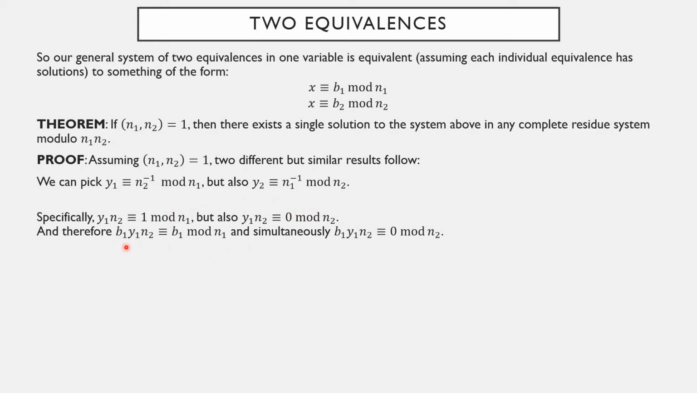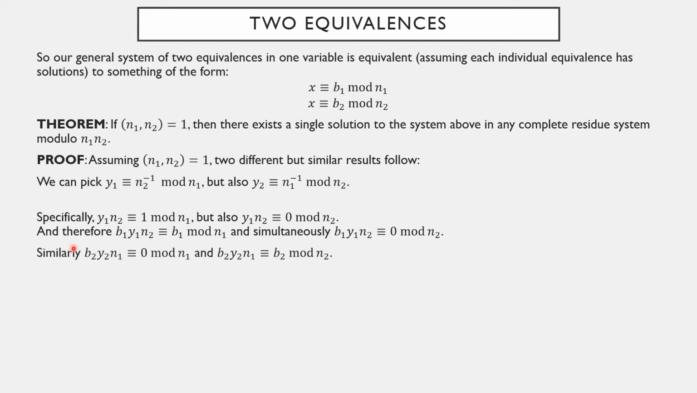So therefore, if I multiply this by b1, b1 y1 n2 is just this multiplied by b1, so it's equivalent to b1 mod n1, and this multiplied by b1 is still 0 mod n2. So now we've constructed one number that is equivalent to b1 mod n1 and equivalent to 0 mod n2.